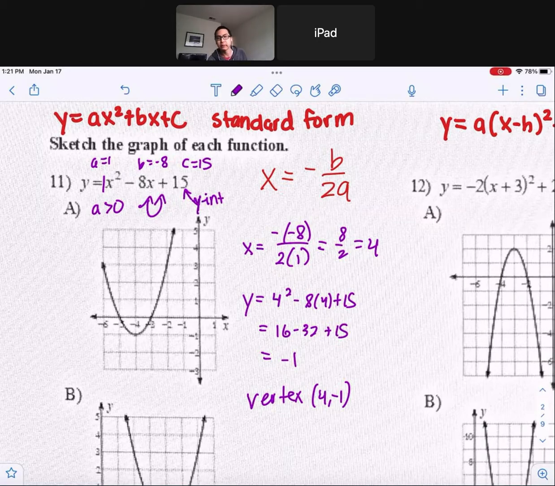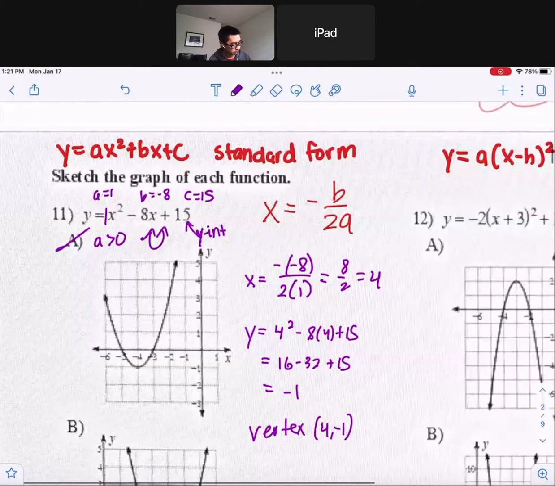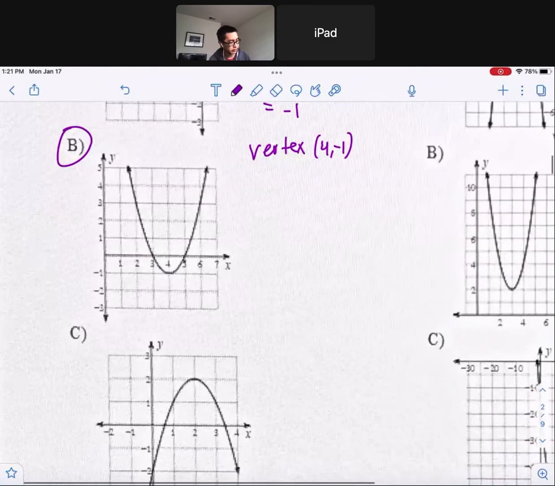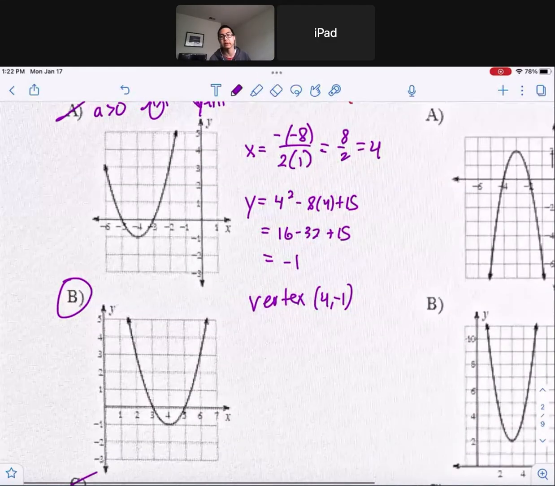So let's find one of these. It can't be this one. The vertex is negative 4, 1, negative 1, but we have positive 4, negative 1. B looks to be B. That's our vertex. This opens down. That's not even at 4, negative 1. So the answer is B.